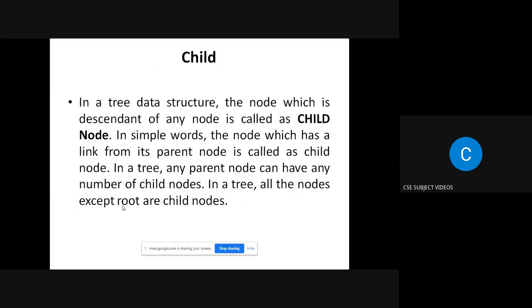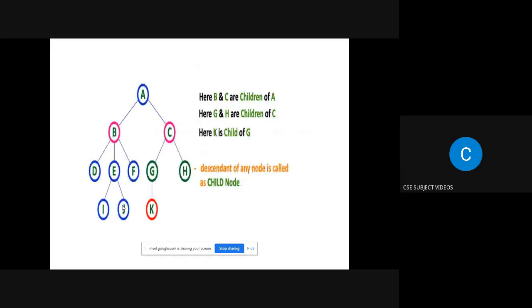Okay. So example, see if you have A here, B. I said A is a parent. So definitely the children of A are B and C. Similarly, I said B is a parent. Therefore, D, E, F are children of B. Similarly, G and H are children of C. I and J are children of E. And K is the child of G. Okay.